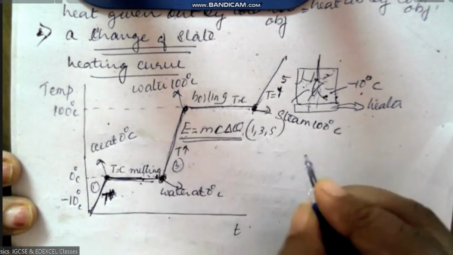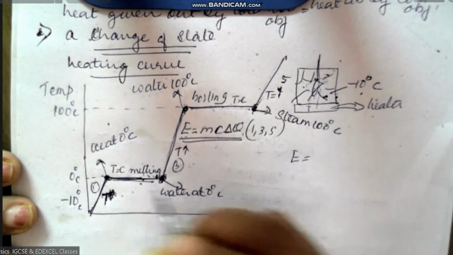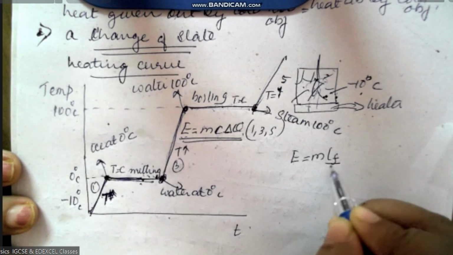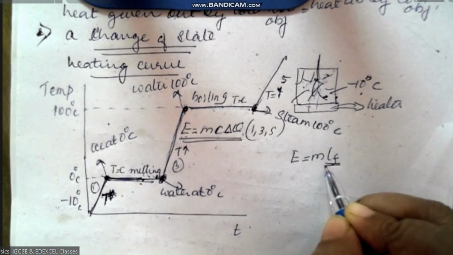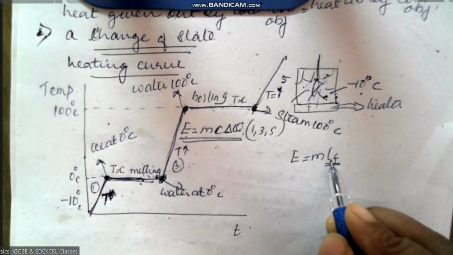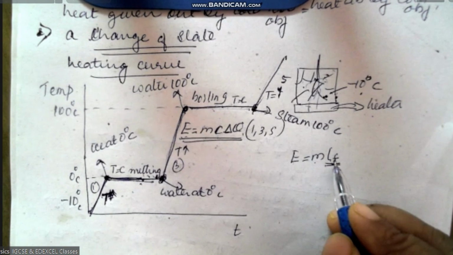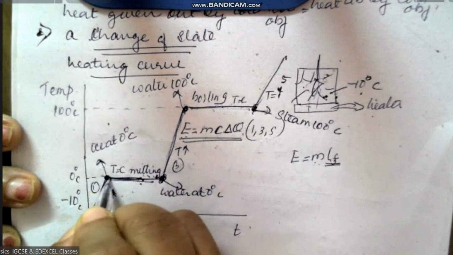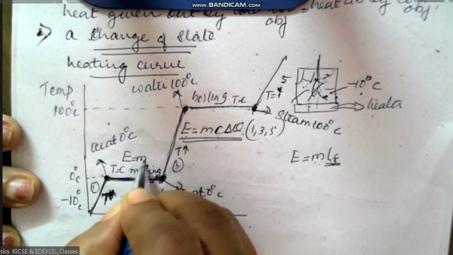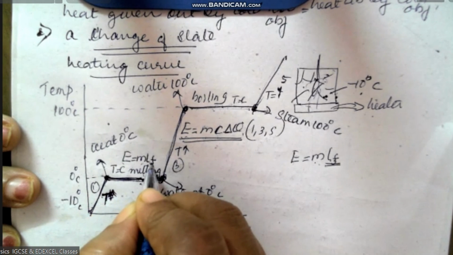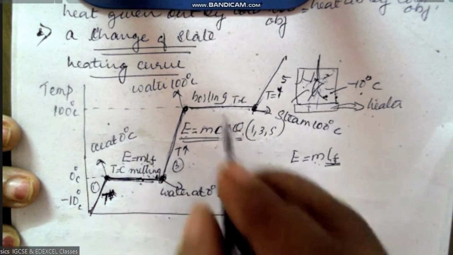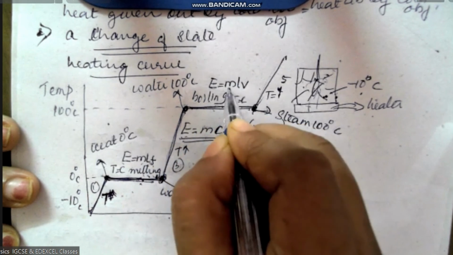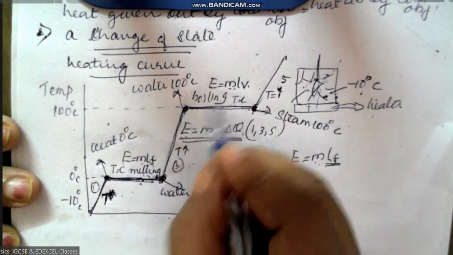For these two parts, you can calculate the energy by the equation E is equal to m into Lf, where Lf is the specific latent heat of fusion: the amount of energy needed to melt 1 kg of ice at constant temperature. So the formula is E is equal to mLf, Pt is equal to mLf, VIt is equal to mLf. Similarly here, E is equal to m into Lv, the latent heat of vaporization.